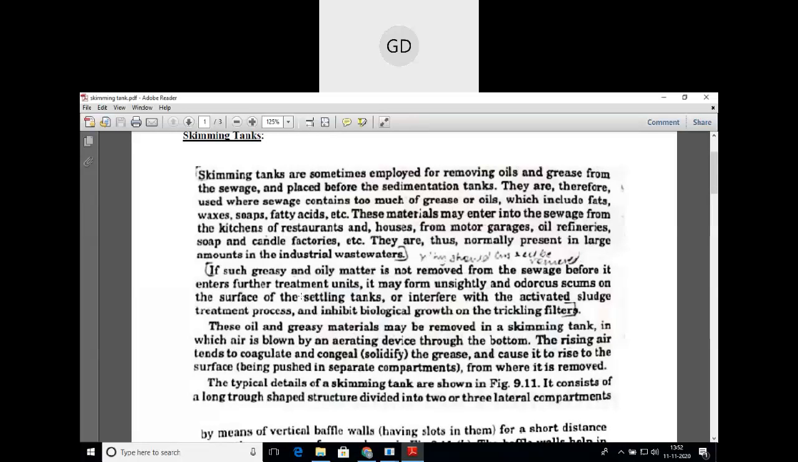Here they remove grease or oils, which include fats, waxes, soaps, and fatty acids. These materials may enter the sewage from kitchens, restaurants, houses, garages, and factories. These greases and oils should be removed from the sewage before they enter the further treatment units. This is the main aim of your skimming tank.